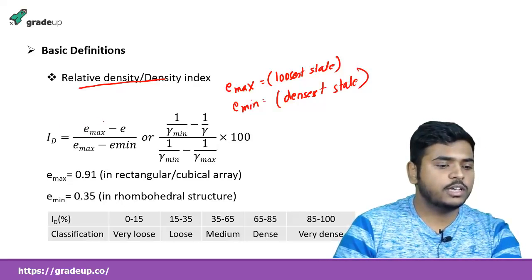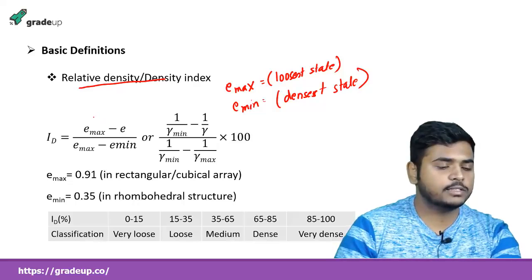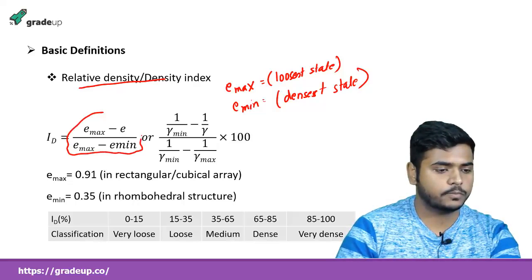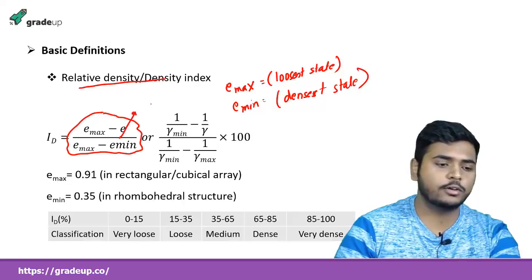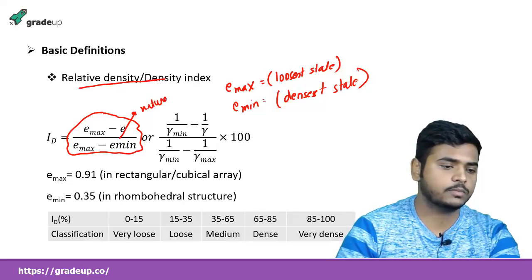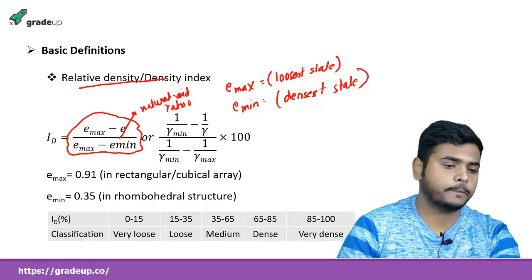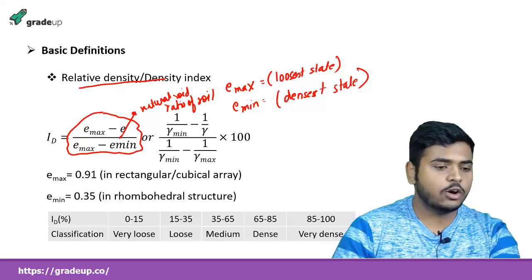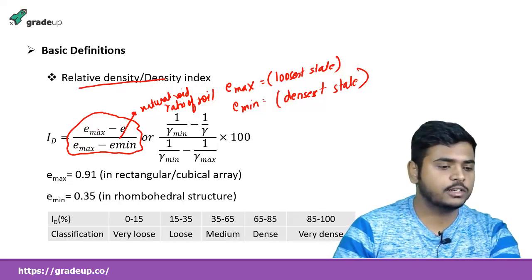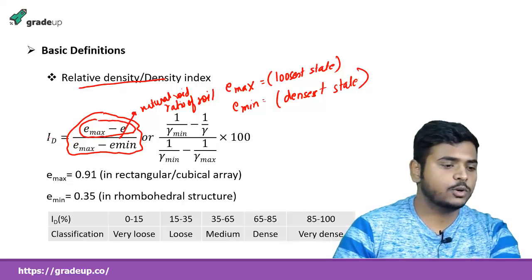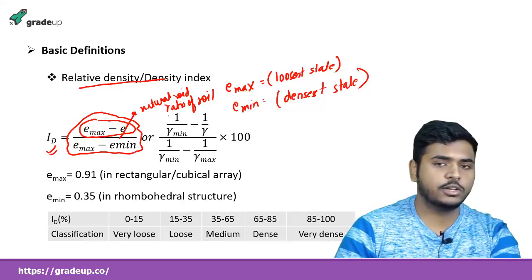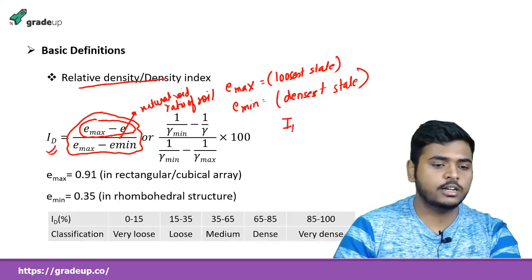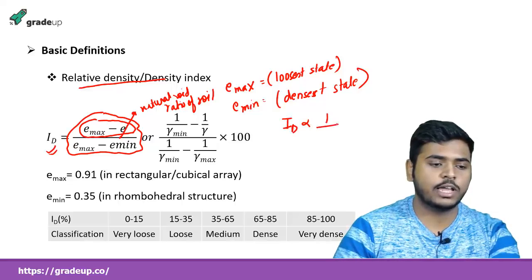Now the ratio is (e max minus e) by (e max minus e min), where e is the natural void ratio of the soil. Now as the value of natural void ratio increases, we can see the numerator decreases. So the relative density also decreases. That is, relative density is inversely proportional to the natural void ratio.